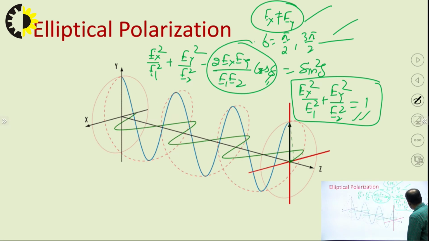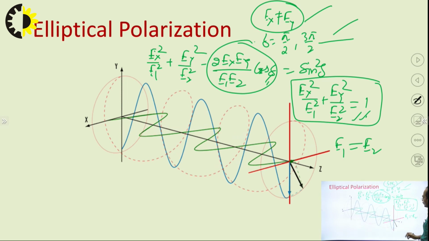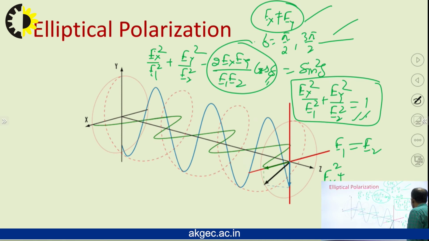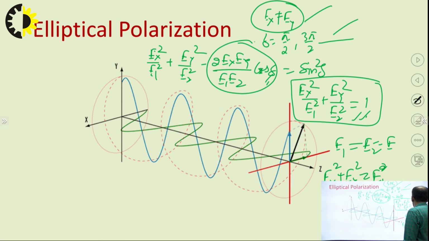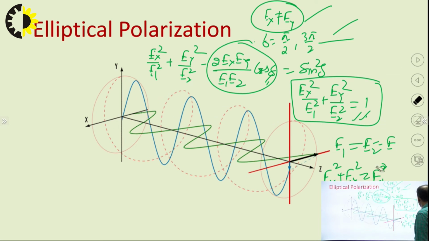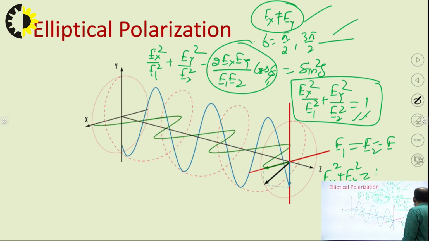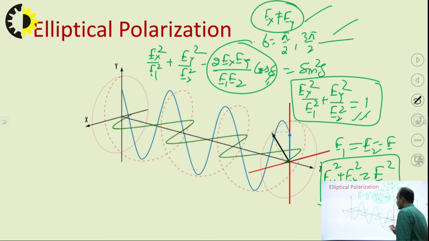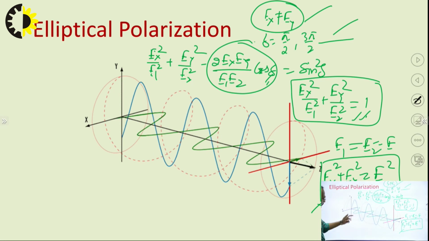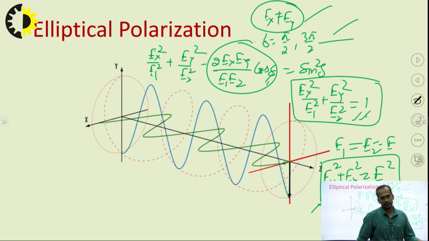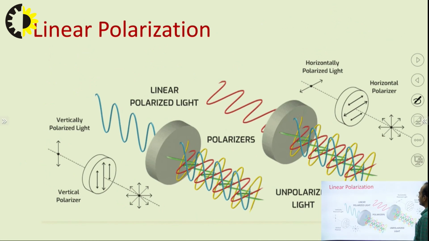And if I am considering the same equation, if the magnitudes of E1 and E2 are equal, E1 is equal to E2, then what will happen? I will get here Ex square plus Ey square is equal to E square, as I am considering here. So this is the standard equation of the circle. So these conditions are satisfied for getting the circular polarization, the elliptical polarization and the linear polarization. So we have to remember these conditions.